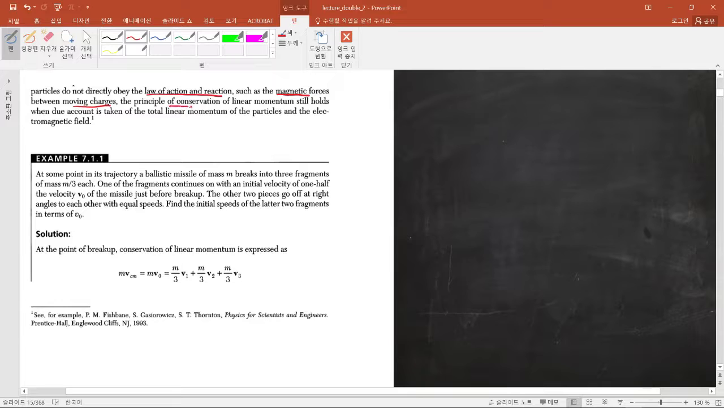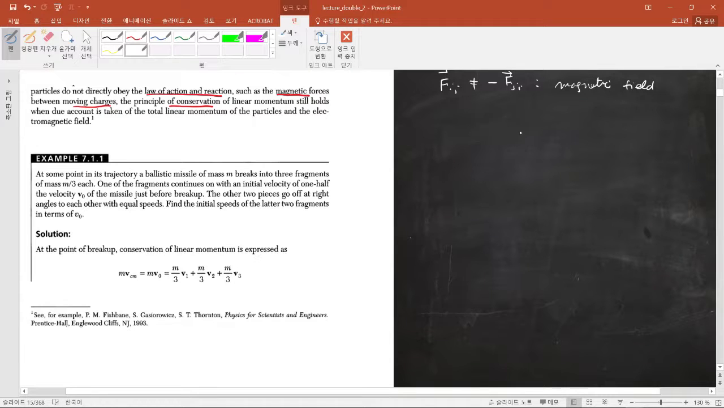So what happens to the conservation law? Let me explain this. First, let me give you an example where F_ij is not equal to F_ji. This is apparent in a magnetic field.